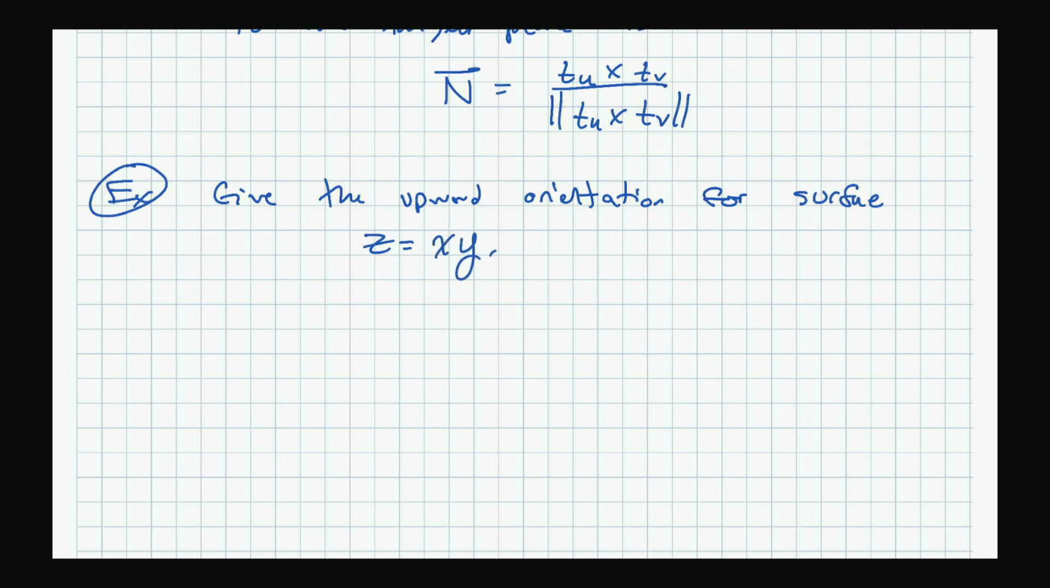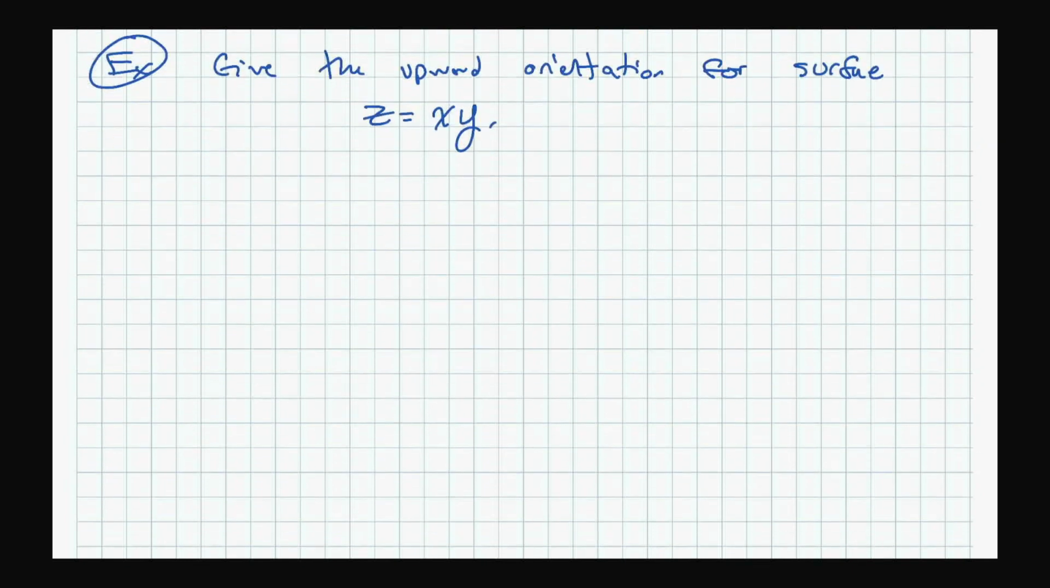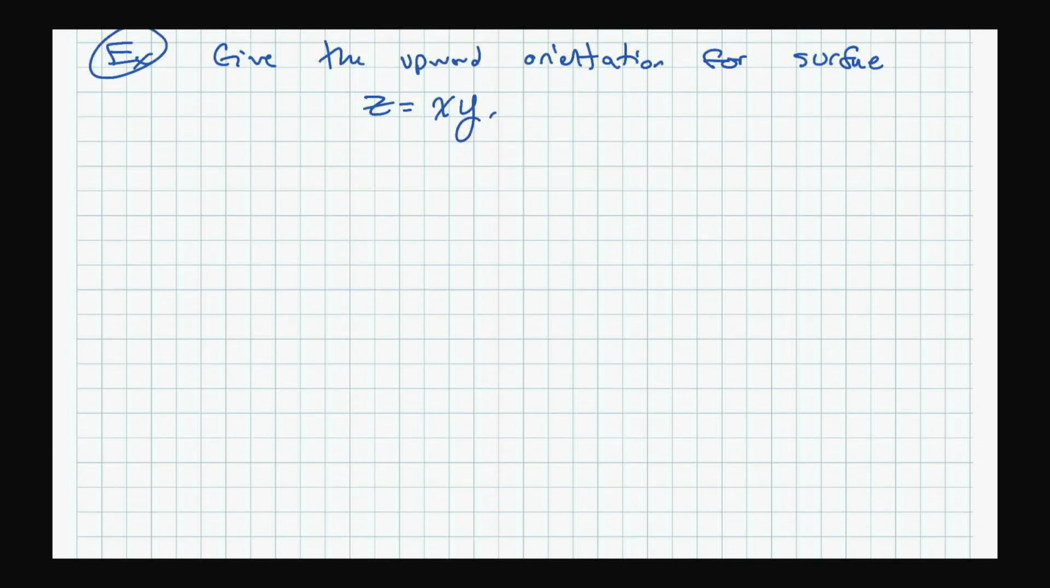Okay, so give the upward orientation for the surface. So what that means is they want it pointing upward. Okay, so how would we do that? Well, first you need your parameterization, right? Now we know how to do that actually.